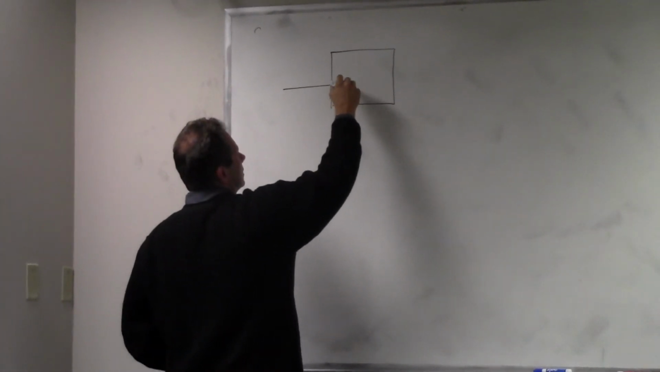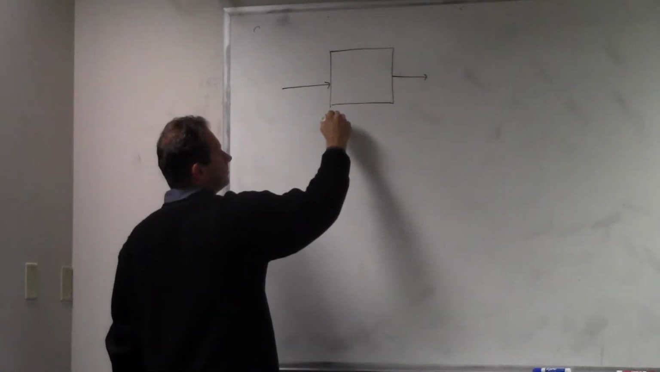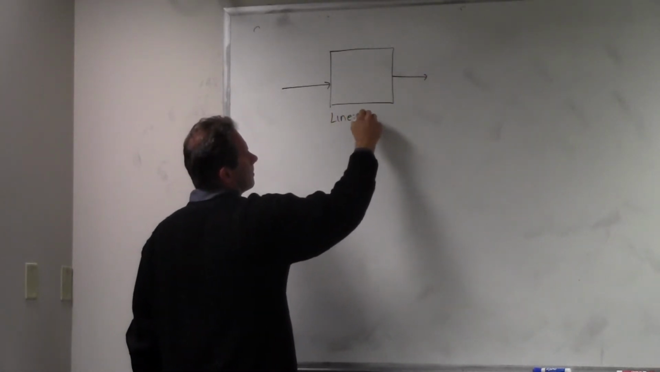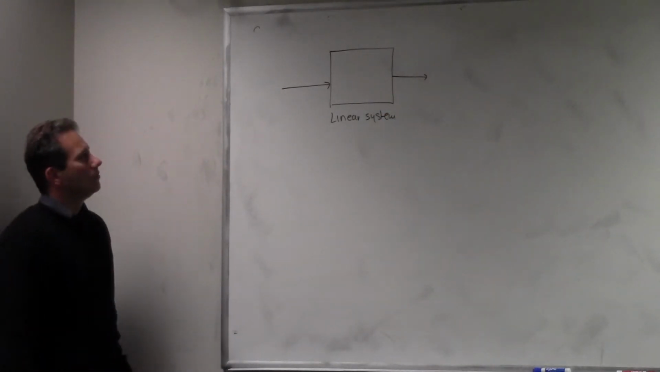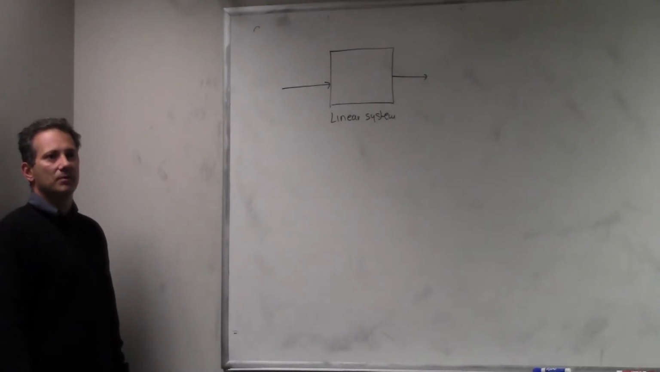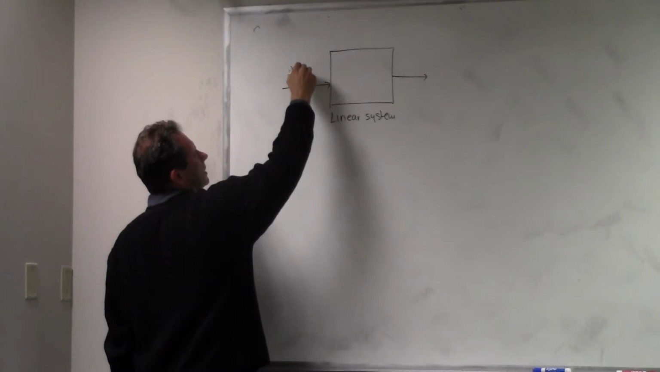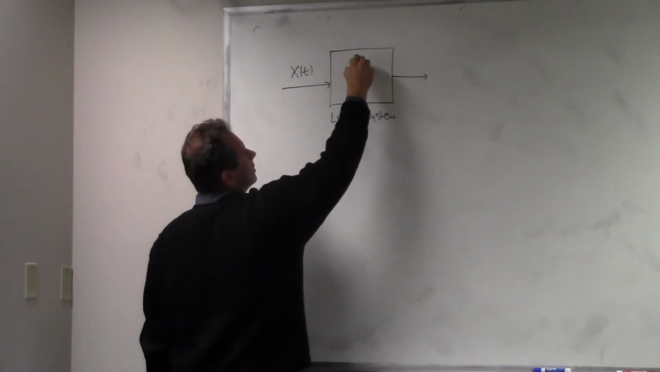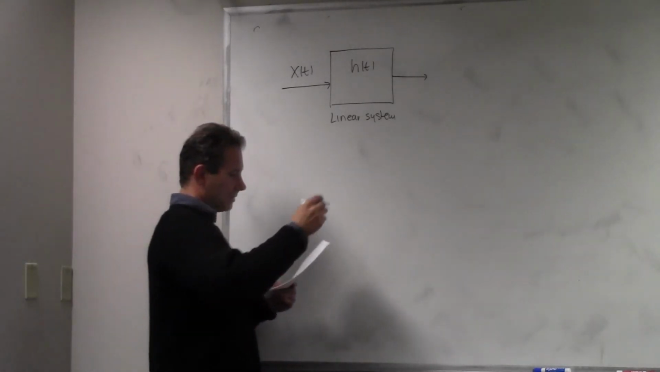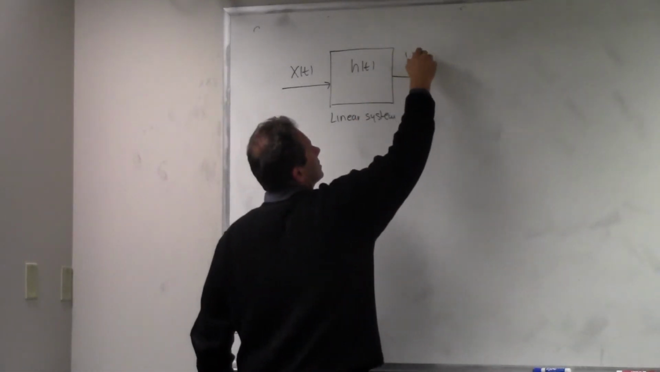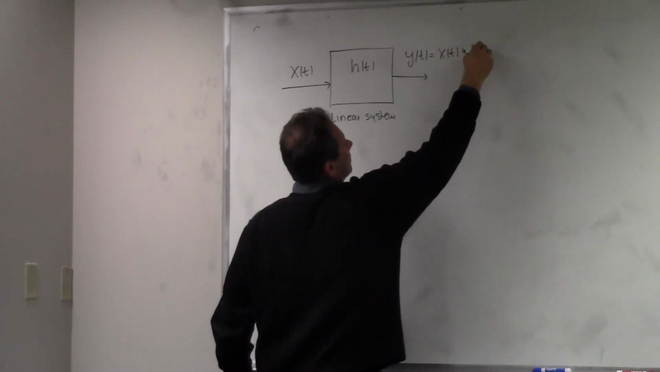Here's what we've learned thus far. We have a linear system, and we saw that we can work around this linear system in either the time domain or the frequency domain. If I stick to the time domain, I'm looking at the time domain input, I'm looking at the impulse response of the system, and I'm getting my output as x of t convolved with h of t.